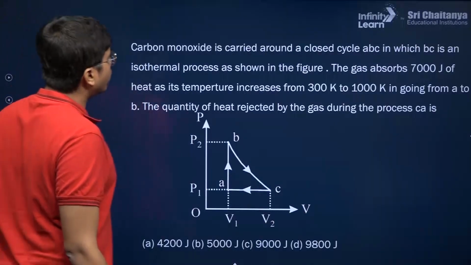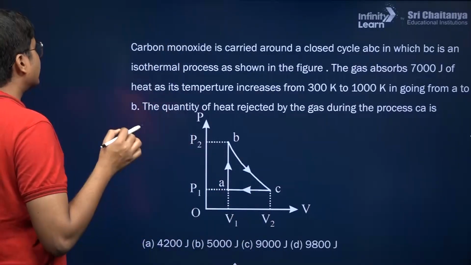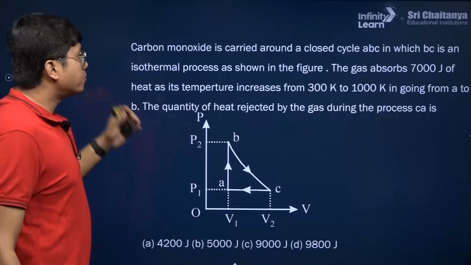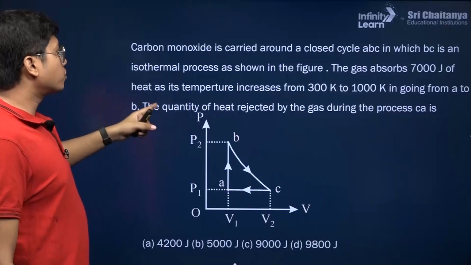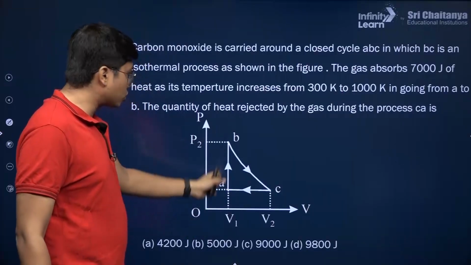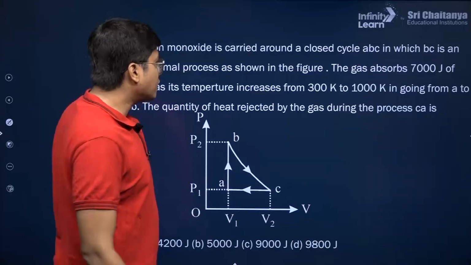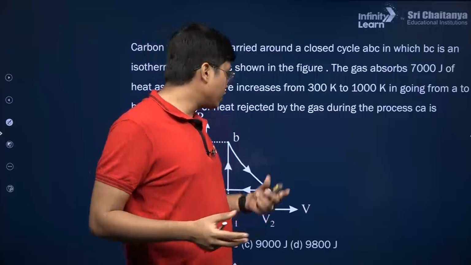Next question, carbon monoxide is carried around a closed cycle ABC in which BC is an isothermal process as shown. So this is the isothermal process. Gas absorbs 7000 joule of heat as its temperature increases from 300 to 1000 Kelvin going from A to B. So this is the isochoric process where there is no change in volume. The quantity of heat rejected by the gas during the process CA. So in the isobaric process, I want what is the energy lost.